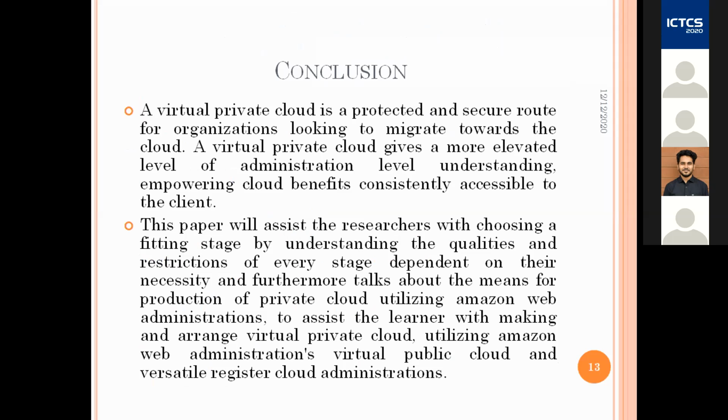So the conclusion is, a virtual private cloud is a protected and secure route for organizations looking to migrate towards the cloud. The virtual private cloud gives a more elevated level of administration, empowering cloud benefits consistently accessible to the cloud. This paper will assist researchers in choosing a fitting platform by understanding the qualities and restrictions of every platform depending on their necessity, and also discusses the steps for creation of a private cloud using Amazon Web Services. So this is from my side.